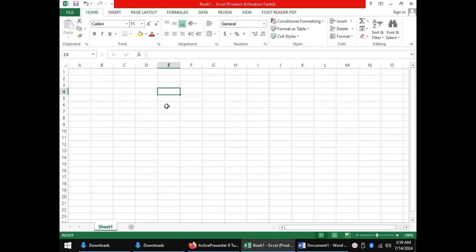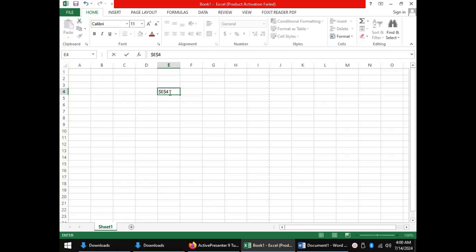The second type of cell reference is absolute cell reference. In some situations, we will need to use absolute cell references, as we shall look at later on. An example of a cell reference that is absolute is $E$4. This is the same reference of the same cell, but put in the absolute cell reference format. You realize we have the dollar signs before the column letter and the row number.